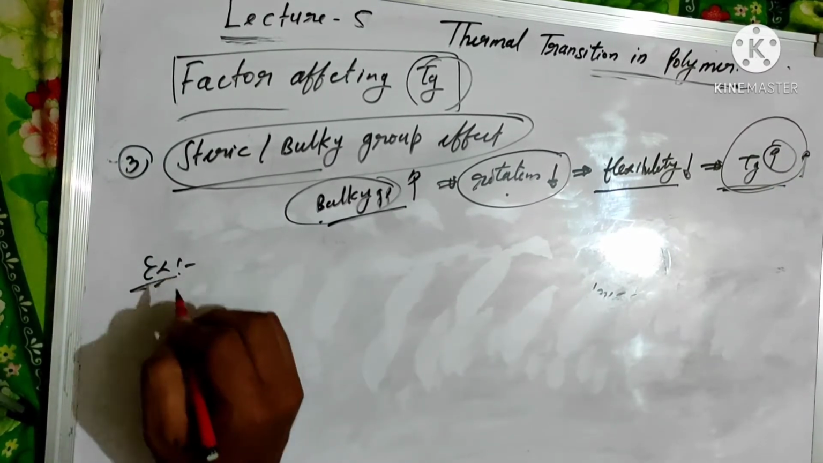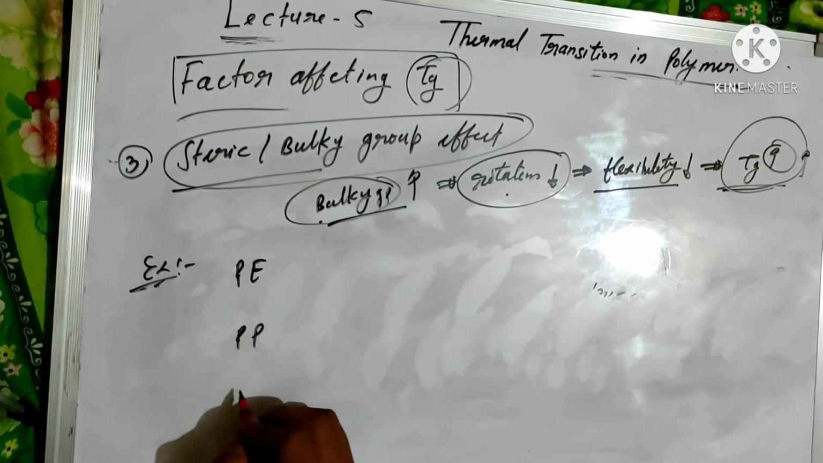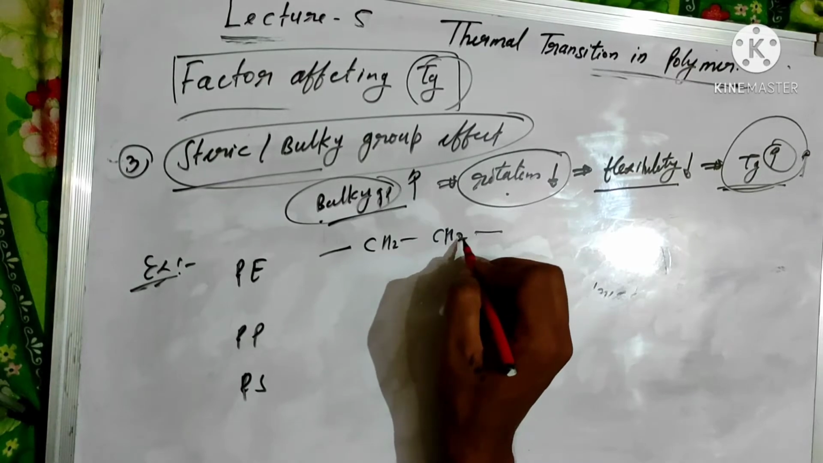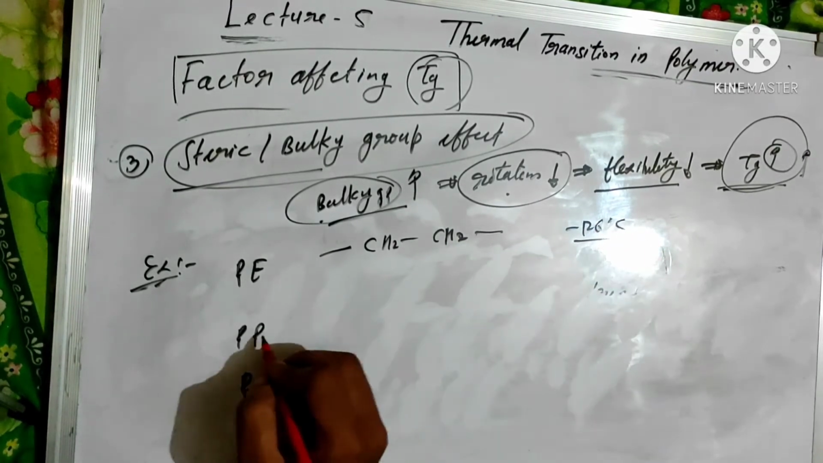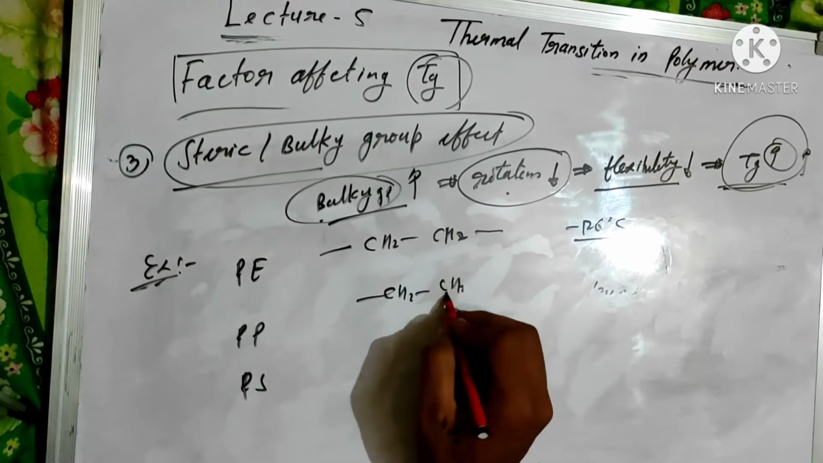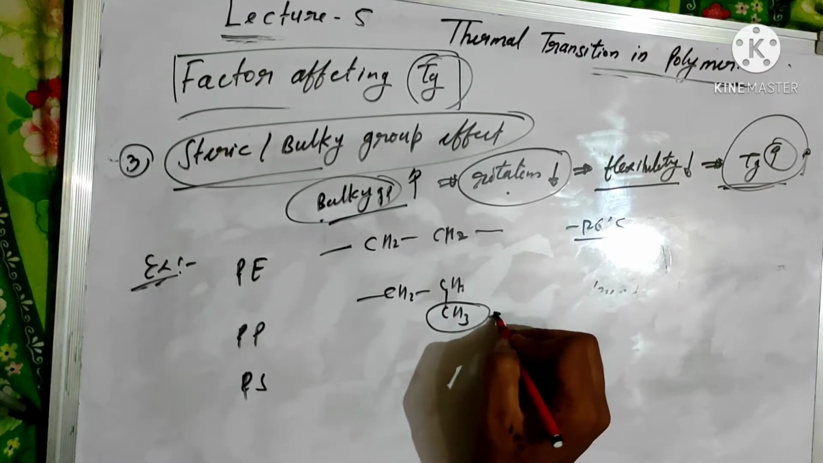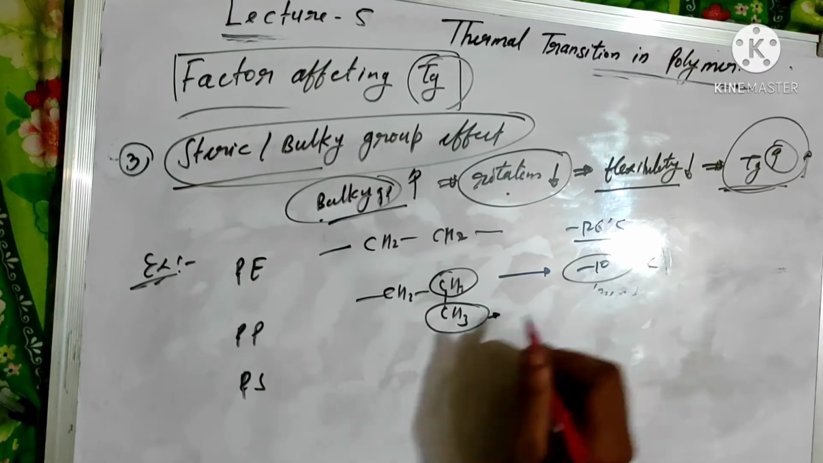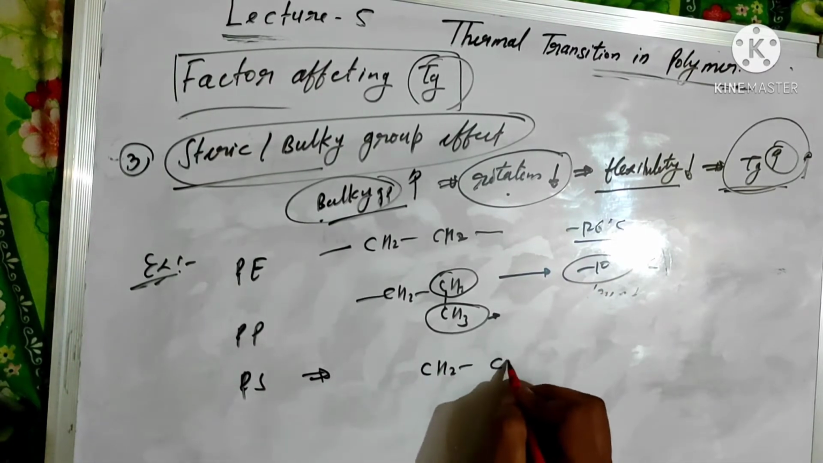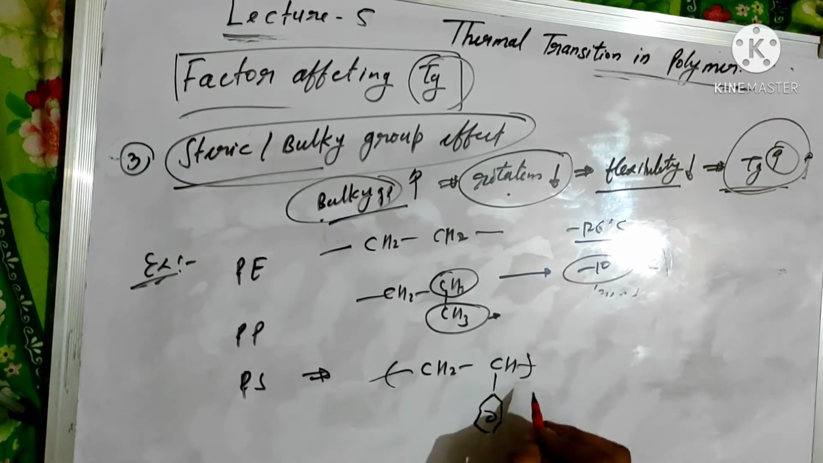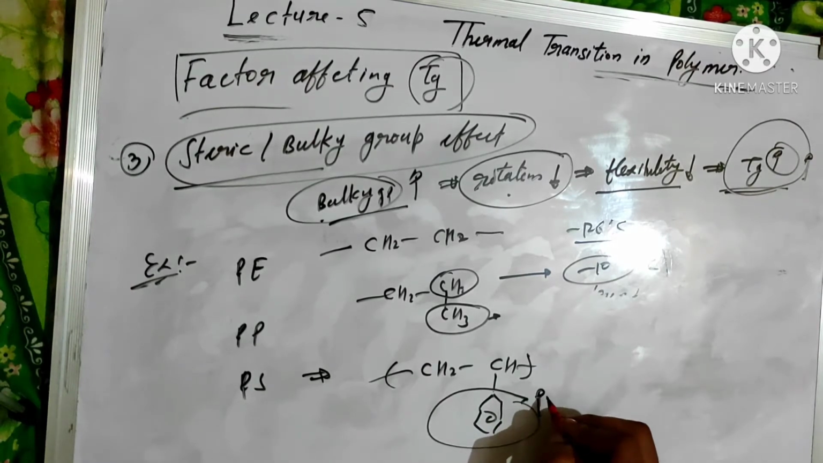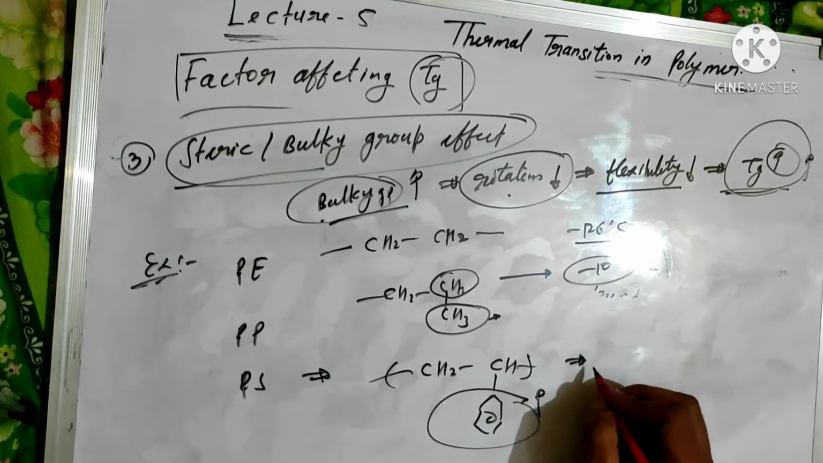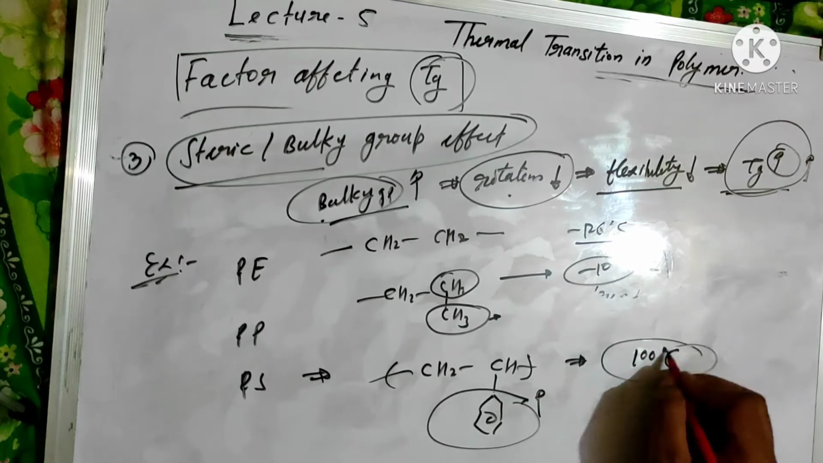For example, polyethylene, polypropylene and polystyrene. You can see the polyethylene. In polyethylene, no bulky group, so their glass transition temperature is minus 126 degrees centigrade. But in case of polypropylene, you can see here is the bulky group CH3 that restricts the rotation of this carbon-carbon bond. That's why their glass transition temperature is minus 10 degrees centigrade. In case of polystyrene, you can see here the size of the bulky group increases. That restricts the rotation of this carbon-carbon bond. That's why their flexibility will be reduced. So their glass transition temperature is around plus 100 degrees centigrade.